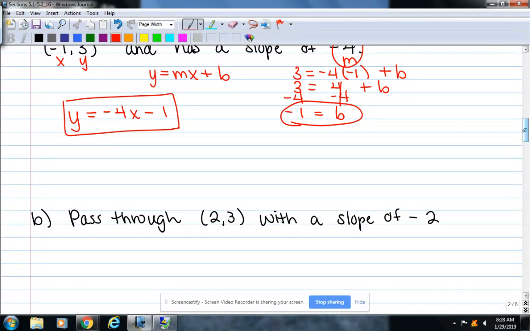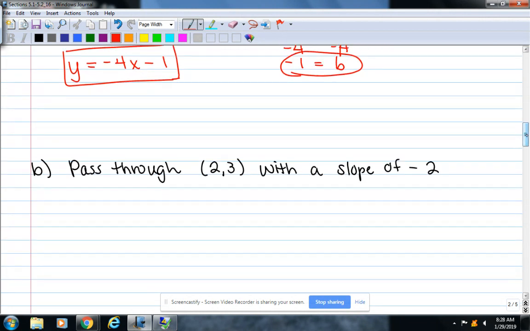Now here's another one. This time we want the equation of the line that goes through the point (2, 3) and has a slope of negative 2. We want the equation of a line that goes through the point (2, 3) and has a slope of negative 2. Did they give me M or B? They gave me M. They said my slope was negative 2, so I've got M. But I don't have a y-intercept, do we?